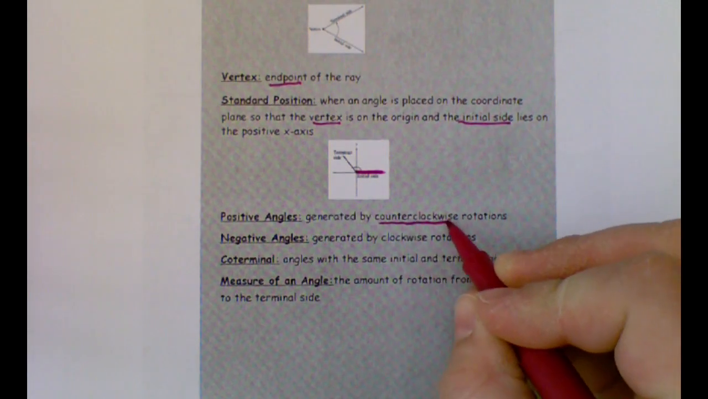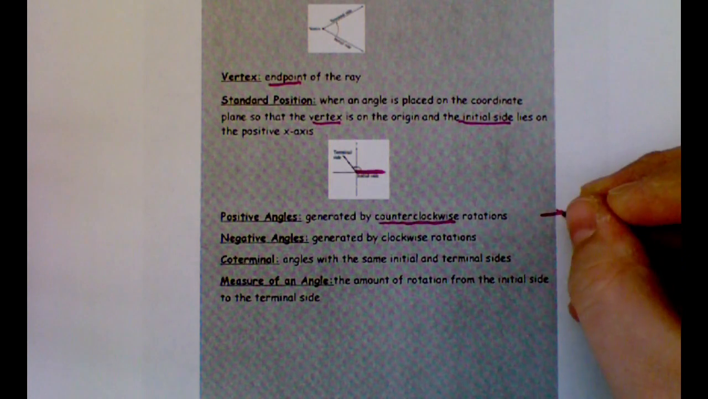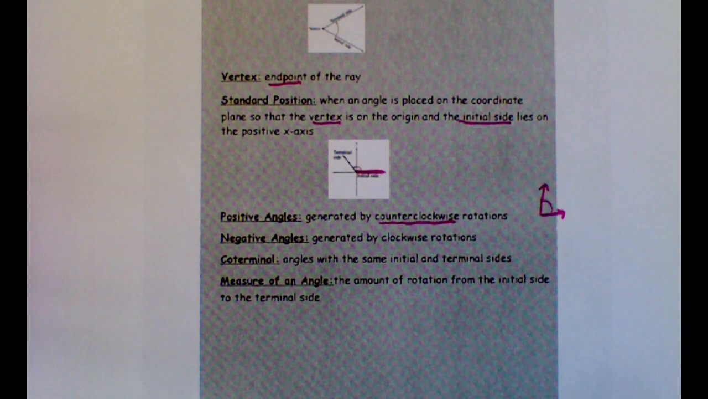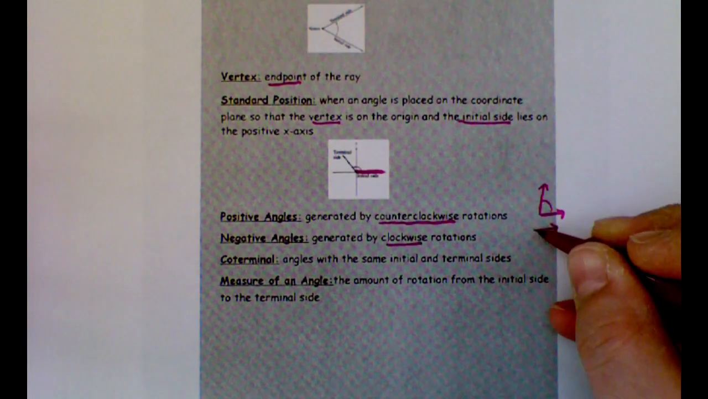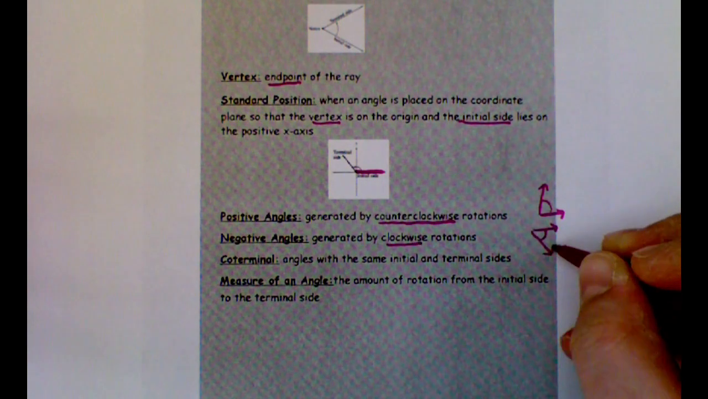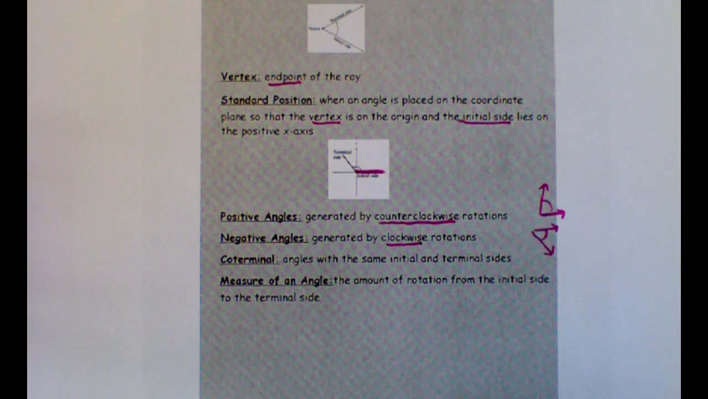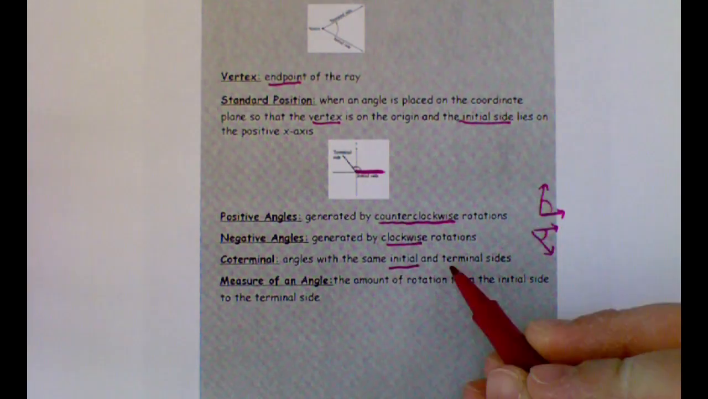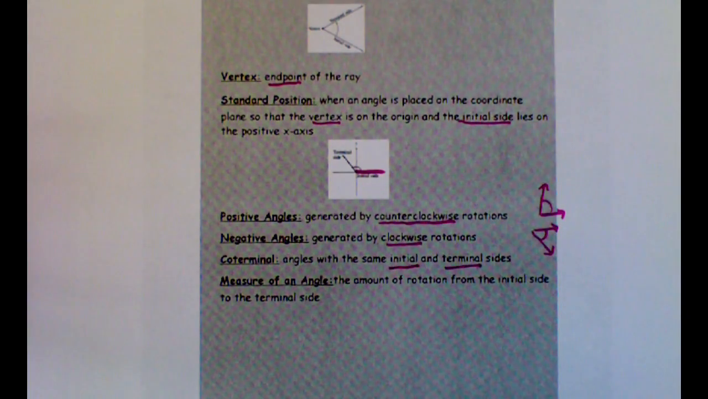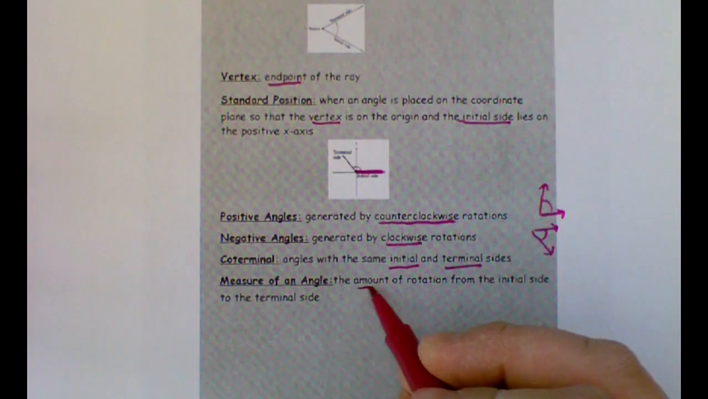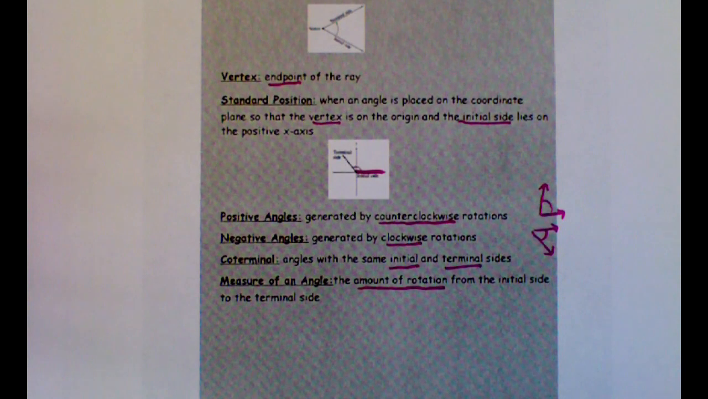Positive angles are generated by counterclockwise rotations. So I start here, I open that way, that is a positive angle. Negative angles are generated by clockwise rotations. So if I start here and I turn this way, that's a negative angle. Coterminal is the word for angles with the same initial and terminal sides. They start and end in the same place. Measure of an angle is the amount of rotation from the initial side to the terminal side.